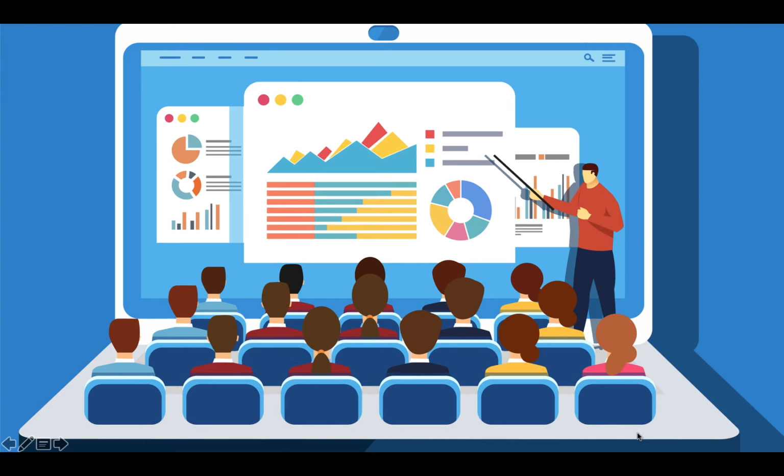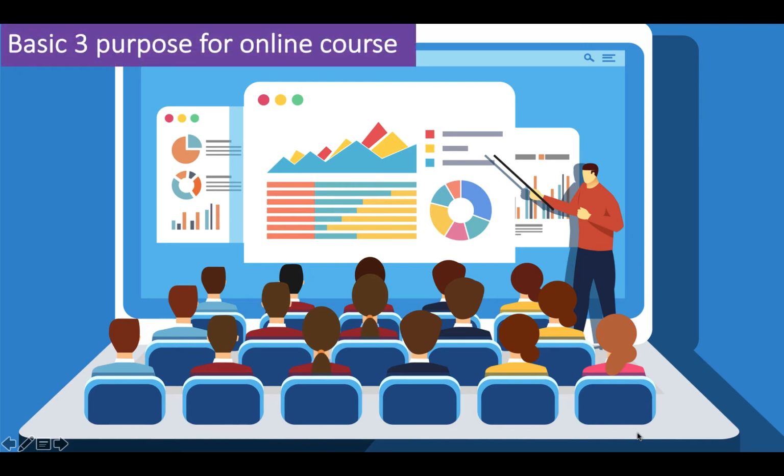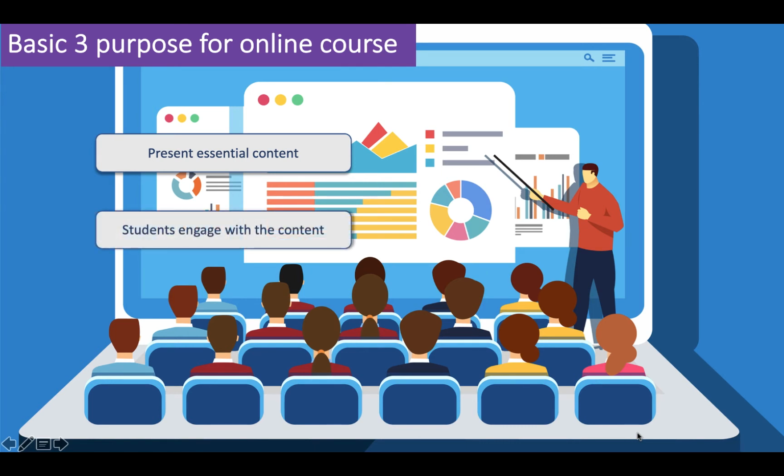Now let's review here. Let's review the 3 most important functions of an online course. So the first one is present essential content, and then students engage with the content, and distribute assignments and post grades. Now, if we wanted to manifest these 3 elements into an online environment, what does that look like? What kind of elements would that be about?